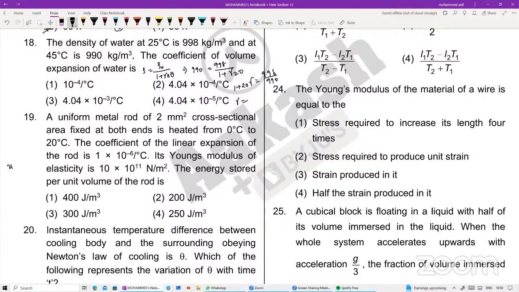Energy stored per unit volume is represented by U, that is equal to half into stress into strain. You can use this formula. Energy stored is equal to half into stress into strain.